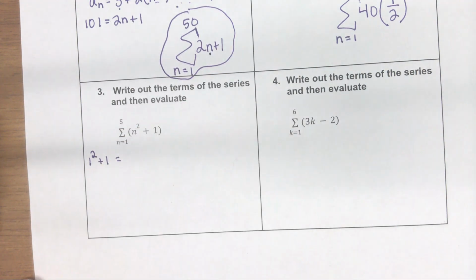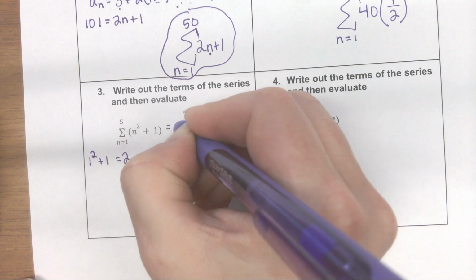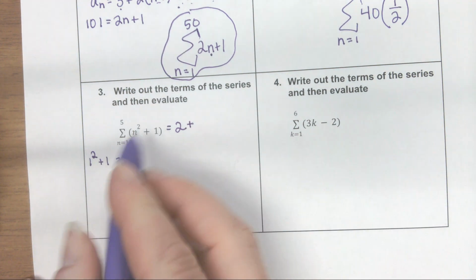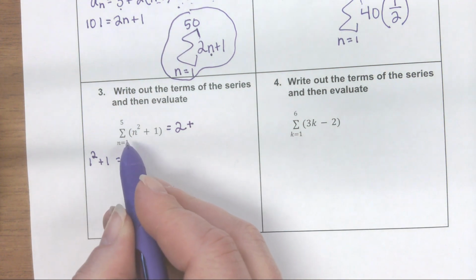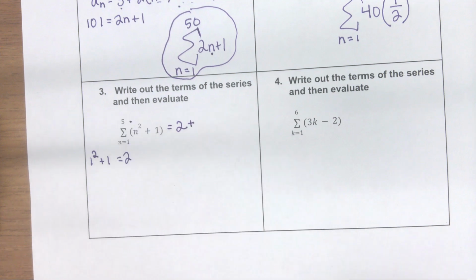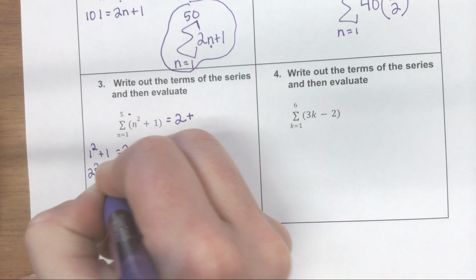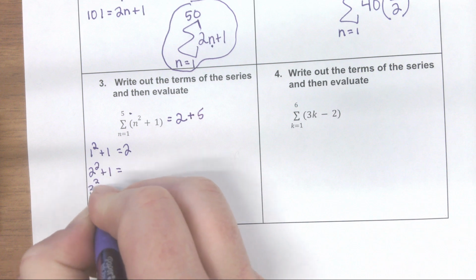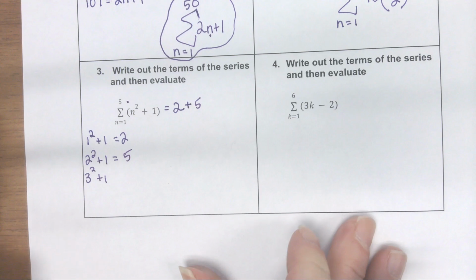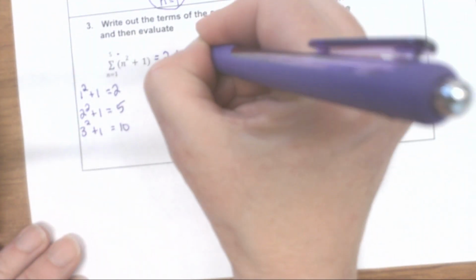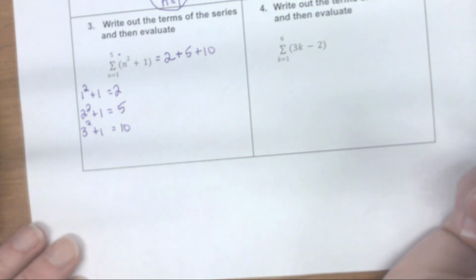2. So the first term of this is 2, and then plus. Now I'm going to find out the second term. So I started at 1. I'm going to keep plugging in numbers till I get to the number 5. So what's 2 squared plus 1? Okay. What's 3 squared plus 1? Can we do it in our head? 3 squared plus 1. 10. All right, let's keep going. What's 4 squared plus 1? And what's 5 squared plus 1?